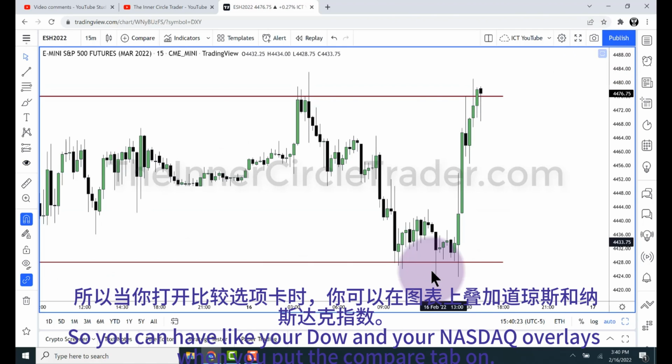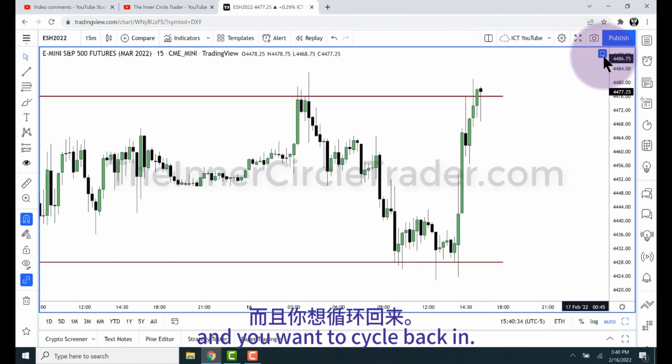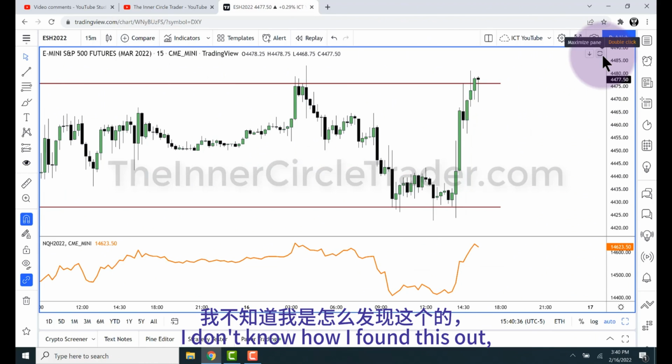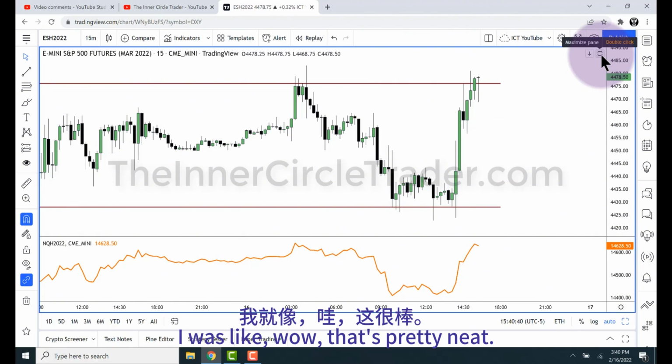So you can have your Dow and your NASDAQ overlays when you put the compare tab on. And if you don't want them on the chart and you're just watching the naked chart or whatever you're looking at, and you want to cycle back in. I don't know how I found this out, but I was wondering what this did one day, and I saw it. I said, wow, that's pretty neat.